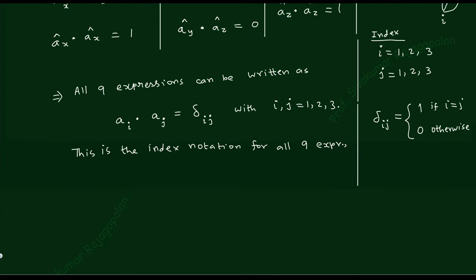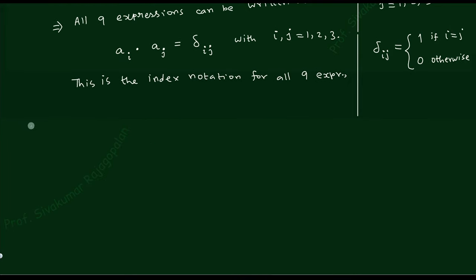Now there is something much more interesting. Let me therefore write that down. What is much more interesting is that delta_ij itself can be written down in this index notation. In addition to this particular dot product, delta_ij itself can be rewritten. So let us see how to rewrite it.